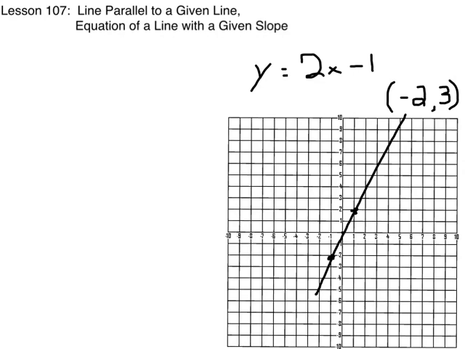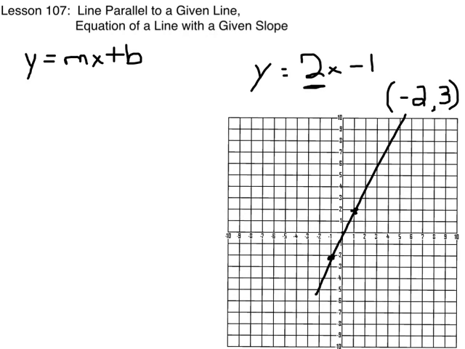Alright, when you have lines that are parallel to each other, that means that they do not touch ever. They're not going to cross. And if that is the case, then they're going to, for instance, have the same slope. So this tells us that this given line is y equals 2x minus 1. That means that the slope is 2. And we're going to try to find the equation of the line that is parallel to that and passes through the point negative 2, 3. So to do that, we're going to use our slope-intercept equation, y equals mx plus b.